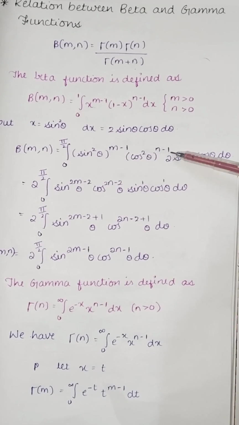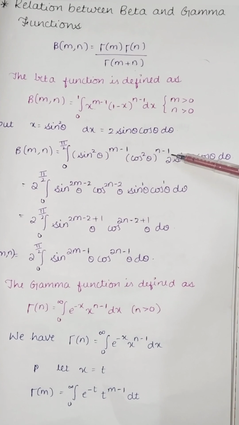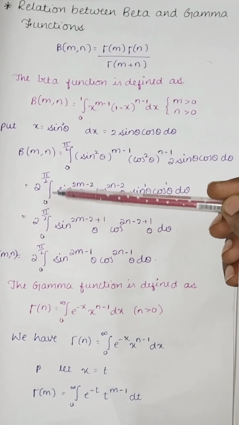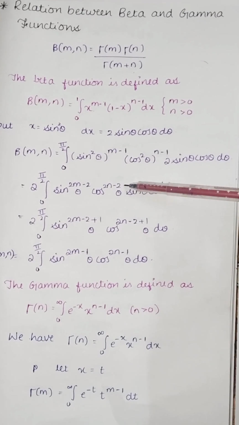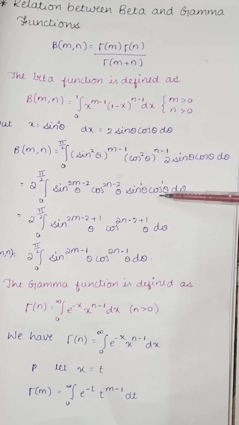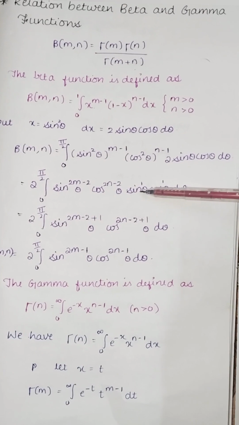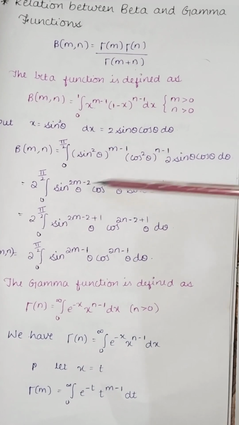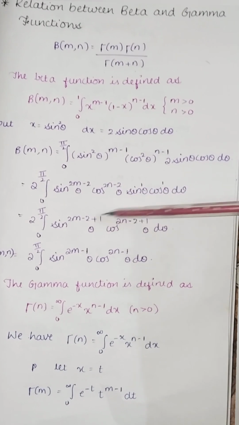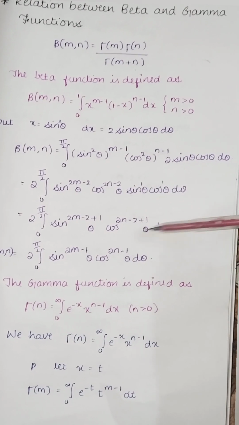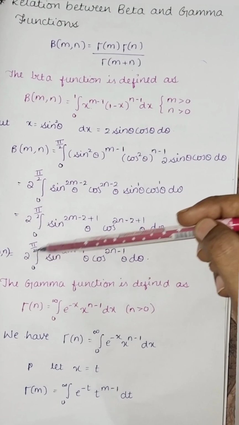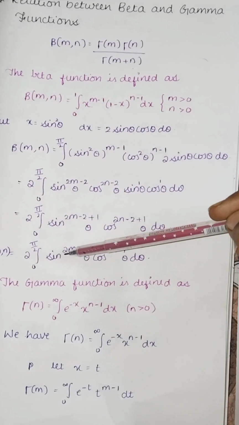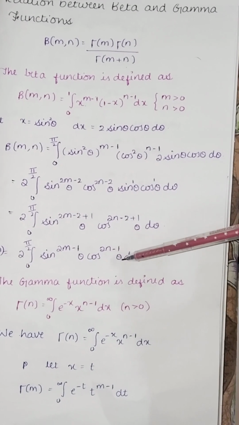2 is a constant, so I have written it outside. Then integral 0 to pi by 2 sin to the power 2m minus 2 into cos to the power 2n minus 2 theta into sin theta cos theta d theta. As the bases are the same and the powers should be added, I added 1 to this and 1 to this. And then it becomes beta of m comma n is equal to 2 into integral 0 to pi by 2 sin to the power 2m minus 1 theta cos to the power 2n minus 1 theta d theta.